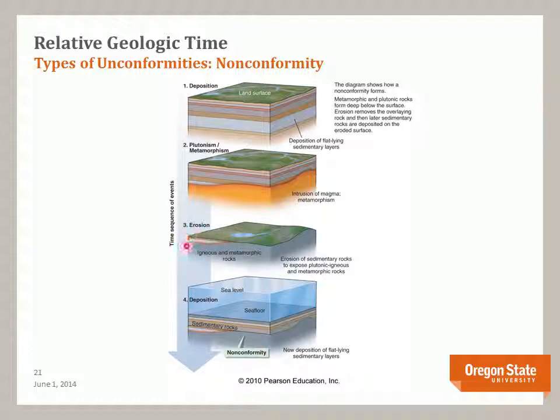We have a small remnant of the previous time of deposition. With a subsequent rise in sea level and deposition of more sedimentary rocks, that boundary between the flat-lying rocks and the plutonic, igneous, and metamorphic rocks is the nonconformity.